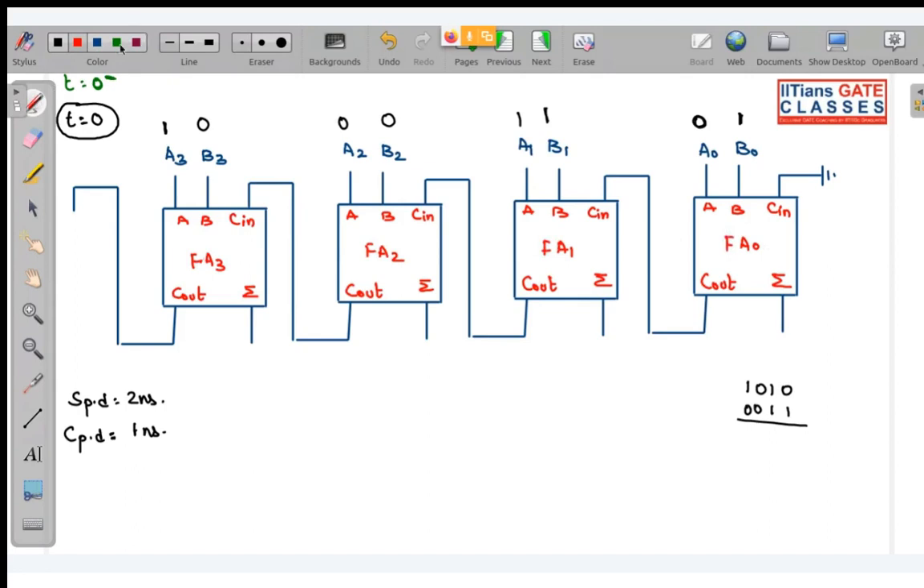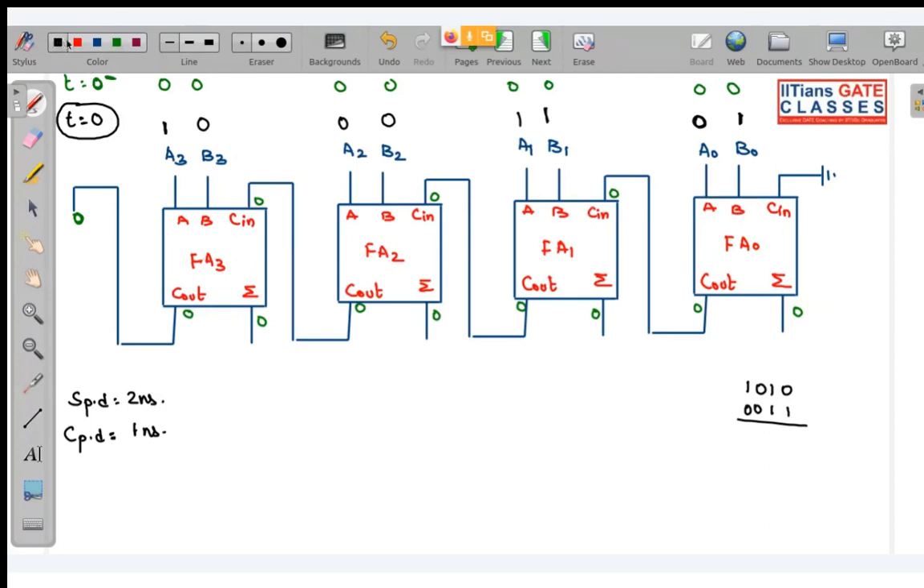So everything in green color corresponds to what has been applied at 0 minus. Let us assume that as everything was reset, everything is 0. This sum will be 0, this C out will be 0, this C in is 0, everything is 0 over here. Black color corresponds to everything that I have applied at t equal to 0.